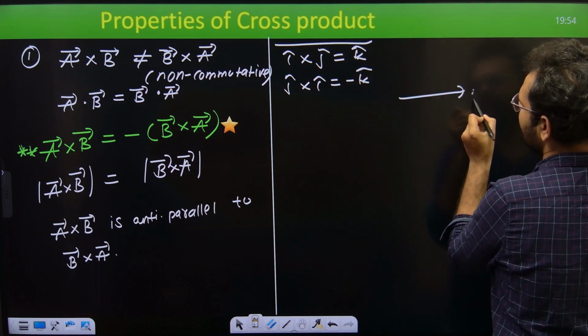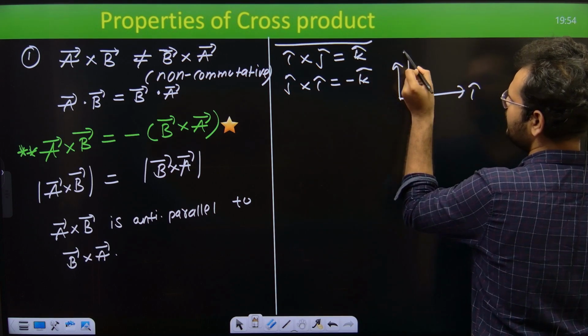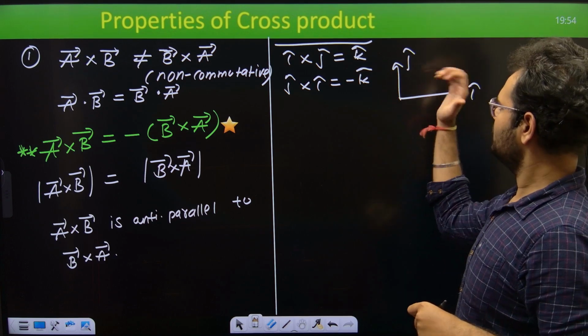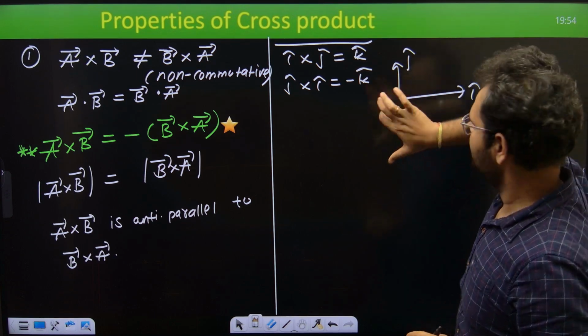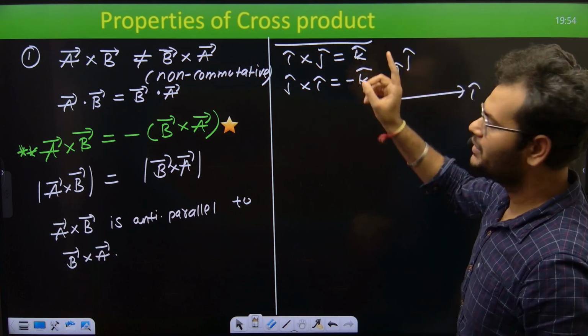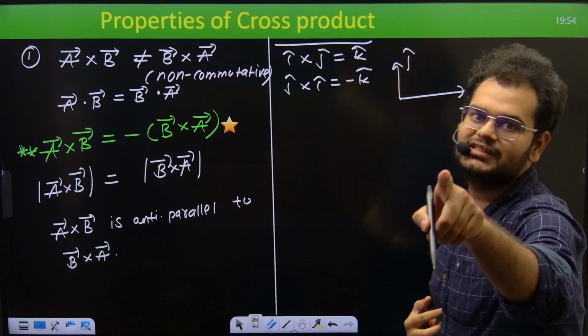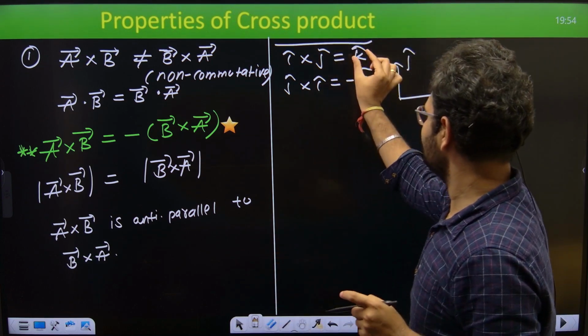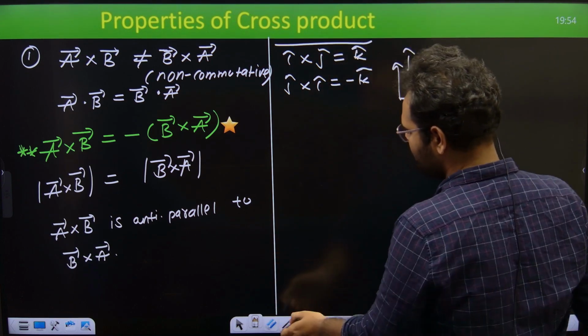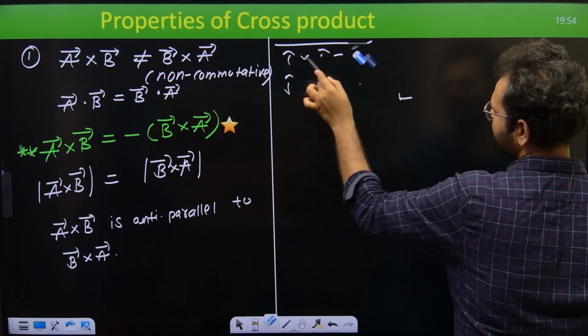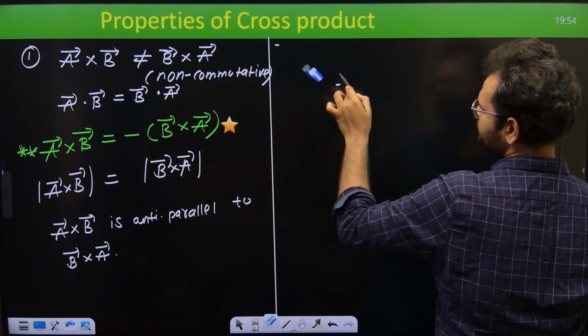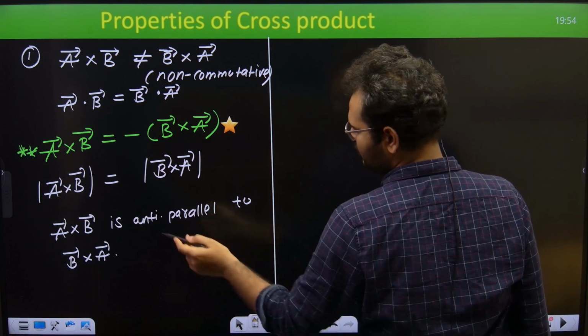See, this is I. This is J. I cross J. Curl your fingers from I to J. What is it? K. And J cross I, what is it? Minus K. So can you see? Magnitude is not changed. But what is changed, sir? Direction is changed. So will you remember this property? 100%, sir. Very good. What else? So cross products are not commutative.